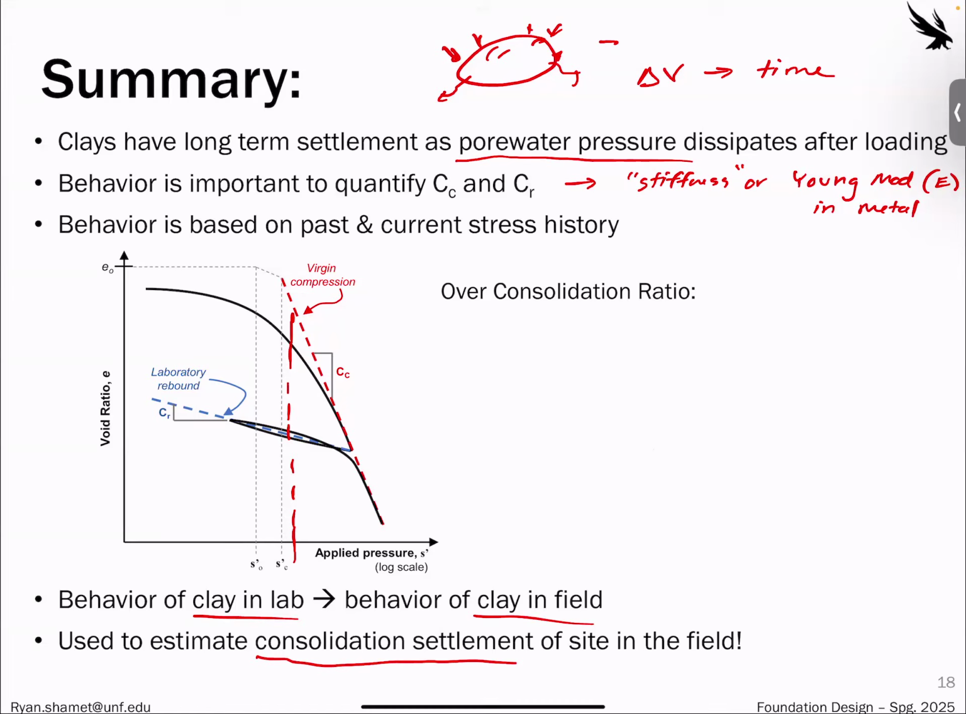So all we need to do is take this little tiny sample and then apply load to it over time to produce CR and CC. And then from that, we can estimate field settlement. So it's a time extensive test, but it's way better than doing the real thing and building a $1 million roadway and then having that settle.